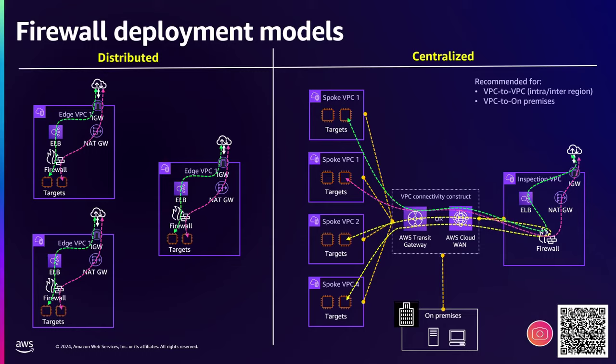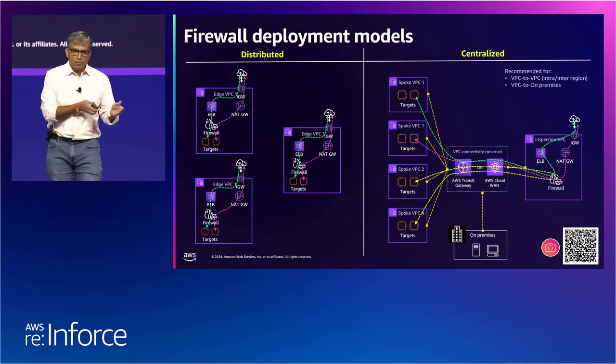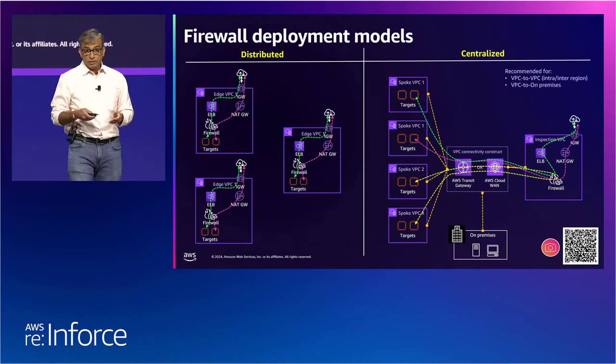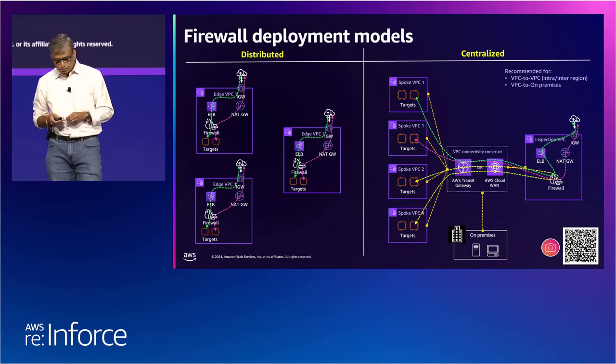The next one is the centralized deployment model. As you can see on the slide, in the centralized deployment model, there's a centralized inspection VPC which is hosting your firewalls, and all the traffic from your spoke VPCs is routed to these firewalls through a construct like Transit Gateway or AWS Cloud WAN. So basically centralizing everything and sending it to a network firewall. And we recommend this model for east-west traffic inspection, so VPC to VPC, between regions, within the region, or VPC to on-premises. So this is a recommended model for those kinds of traffic inspection patterns.